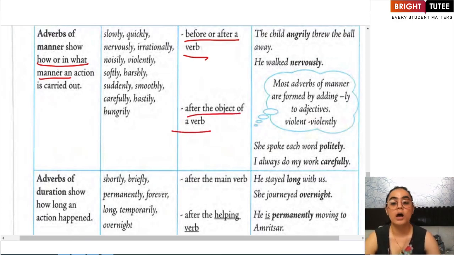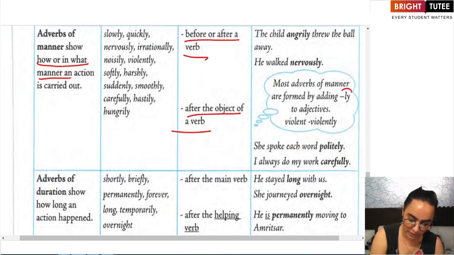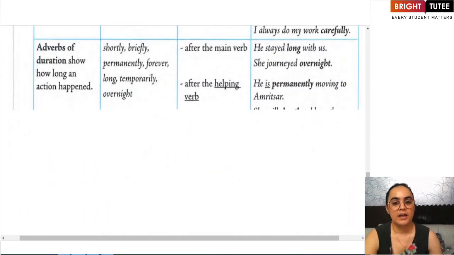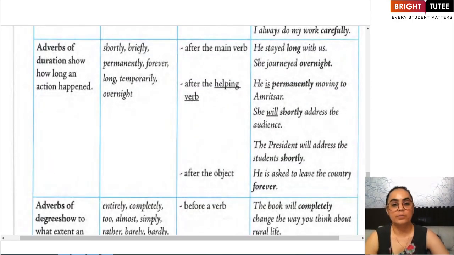She spoke each word politely. He helped every student patiently. They learnt every chapter thoroughly. And as you have observed, adverbs of manner, most of them are formed by adding ly to the end of them. The next type of adverb is the adverb of duration.